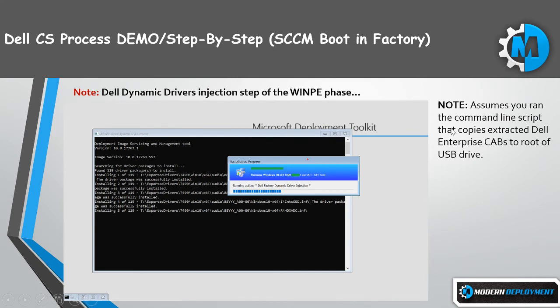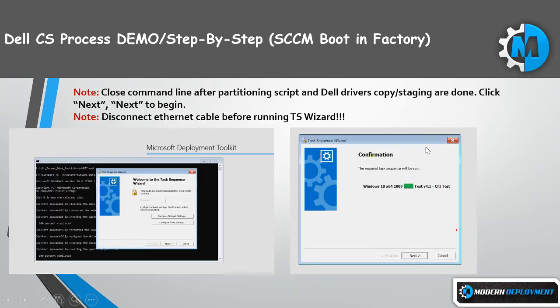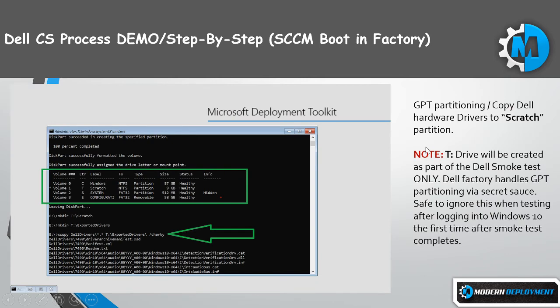Okay, here's where the dynamic driver step comes in. It runs the task sequence, formats the disk, applies the WIM, then it starts doing this step here. Here's where we ran the script earlier, where we staged the drivers. It will then start staging those drivers that you extracted from the enterprise cab to this scratch space from this script that ran earlier, right here.